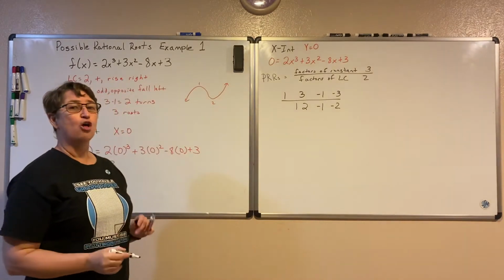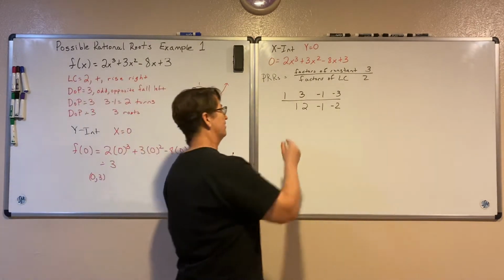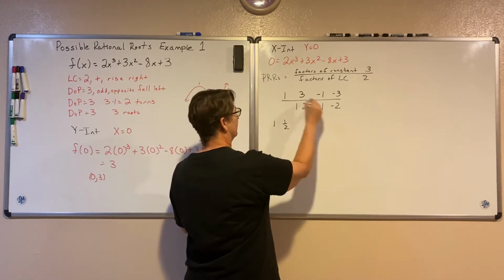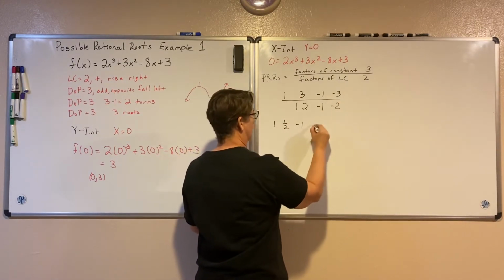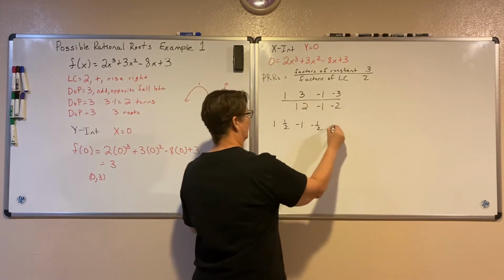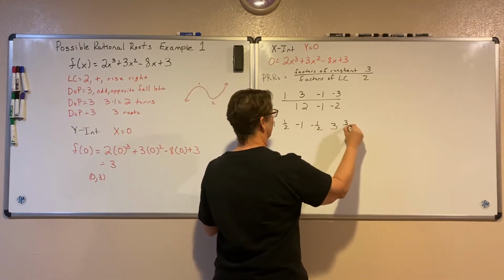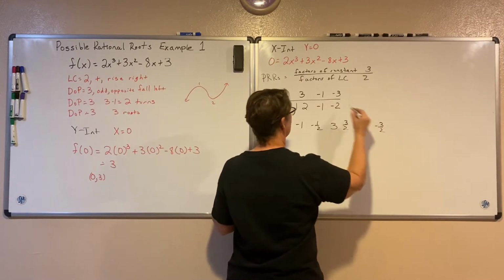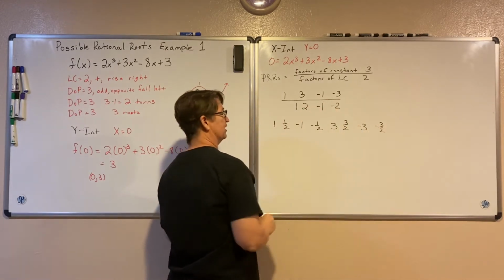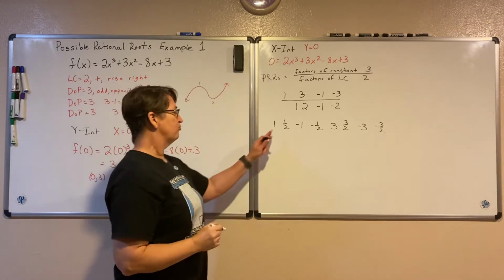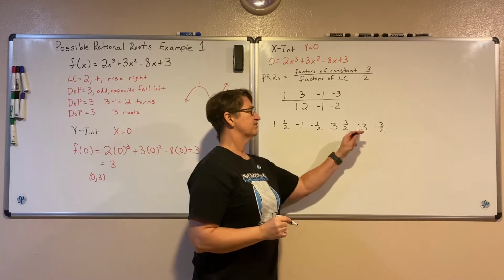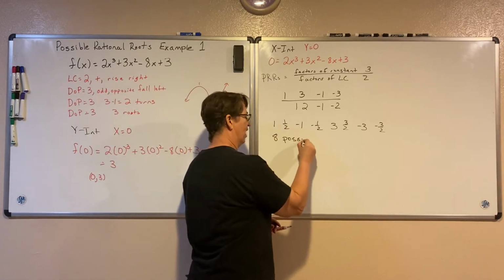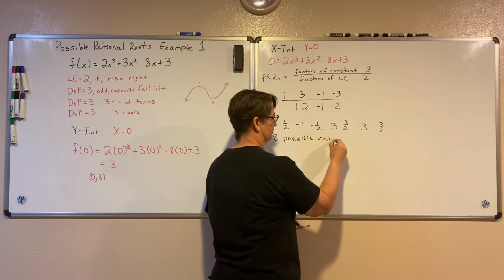Now I look for all those possibilities. So the possibilities are 1 divided by 1, 1 divided by 2, 1 divided by a negative 1, and 1 divided by a negative 2, 3 divided by 1, 3 divided by 2, 3 divided by a negative 1, and 3 divided by a negative 2. When I do these negatives, I end up with the same ones. So we have 1, 2, 3, 4, 5, 6, 7, 8 possible rational roots. There are 8 possible rational roots.